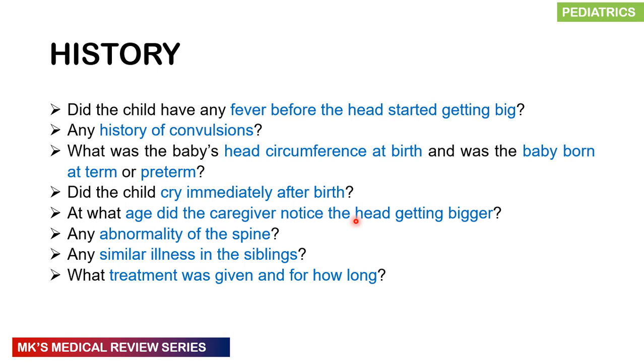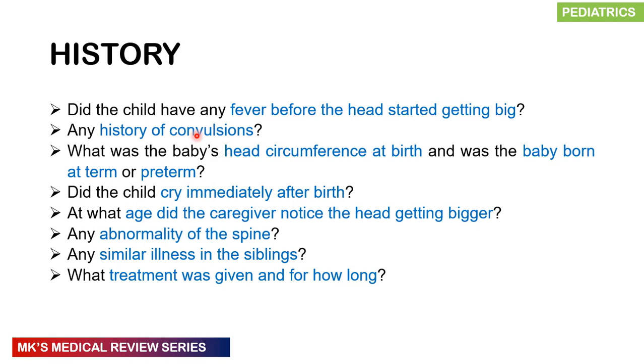Now, what's the history of this condition? So you want to ask if the child had any fever before the head started getting big. This could be in relation to meningitis and all those infectious causes. Is there any history of convulsions? What was the baby's head circumference at birth, and was the baby born at term or preterm?